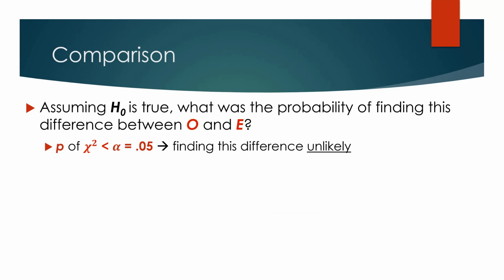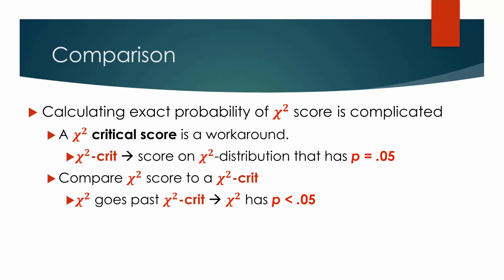Just like you did with the test of independence, you would use the software to calculate the specific probability, but you also need to know the workaround that we use. Remember, that workaround is using something called a critical score. So we're going to be using the chi-square critical score table to find our critical score. Remember, the critical score is the chi-square score that has a probability of exactly 0.05.